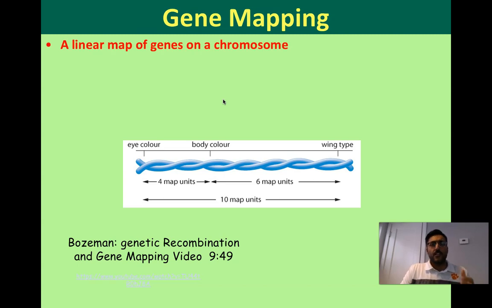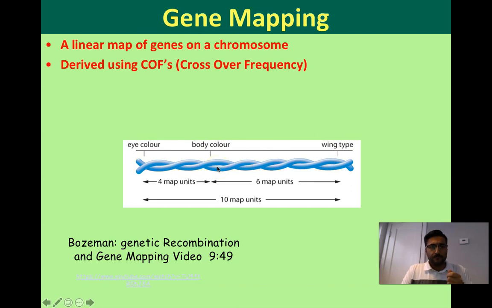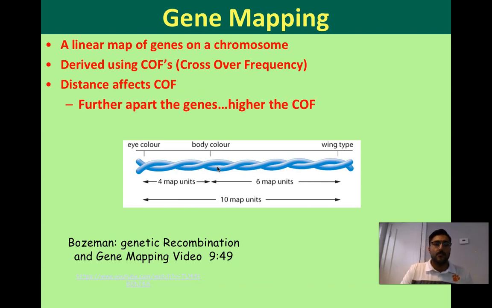So a gene map is a linear map of genes on a chromosome. So you've got one chromosome, and you've got various genes on that chromosome. For example, eye color, body color, and wing type might all be coded on this one chromosome. We figure out the map of a gene, which genes are on which portion of the chromosome, by using something called the crossover frequency, COF. And then spaces between genes are what affect the crossover frequency. So the further apart a gene is, the higher the crossover frequency.